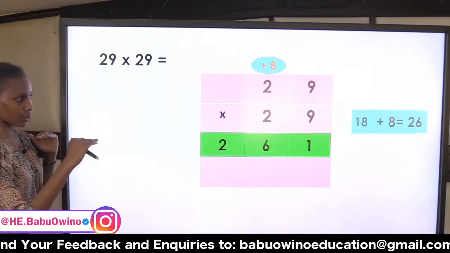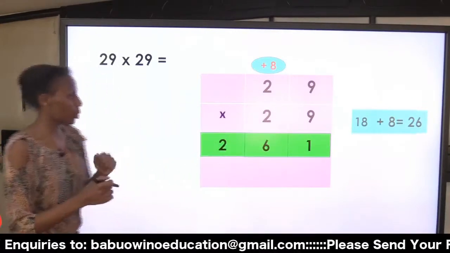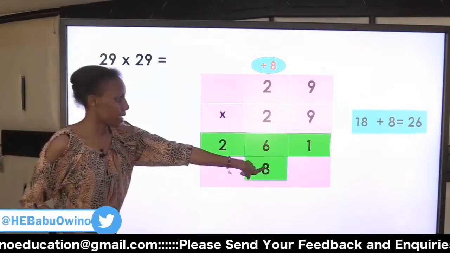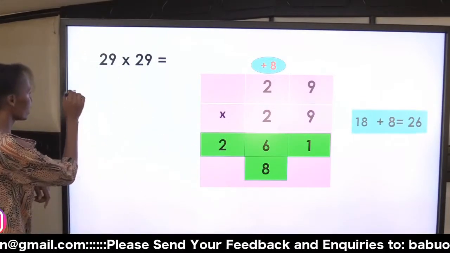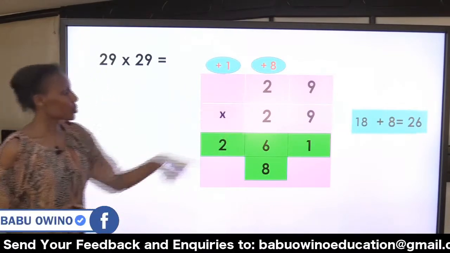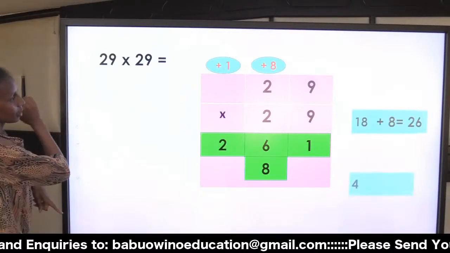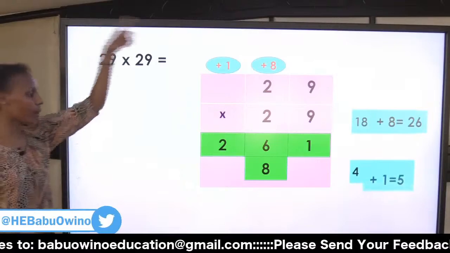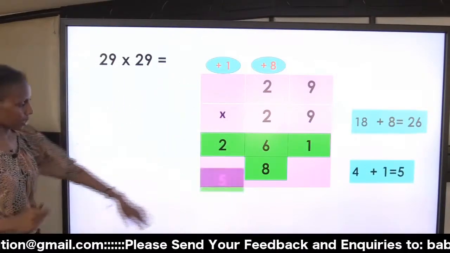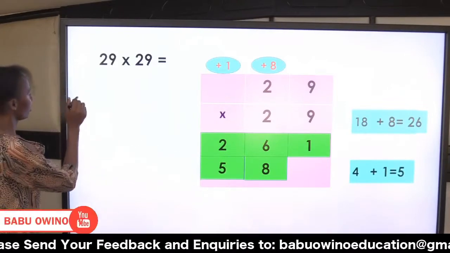I'm done with the first row, so I go to the next digit on the lower row. So 2 multiplied by 9 is 18. So I'm going to write 8 and then I carry 1. 2 times 2, I get 4. Okay. Then 4, I add the 1 that I carried, I get 5. And I write my 5 here. From there now, I add.